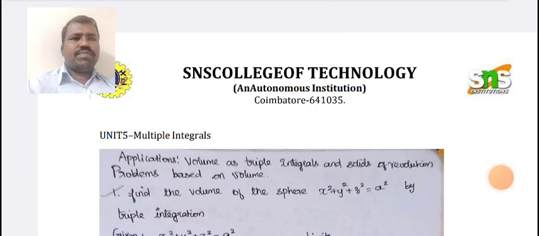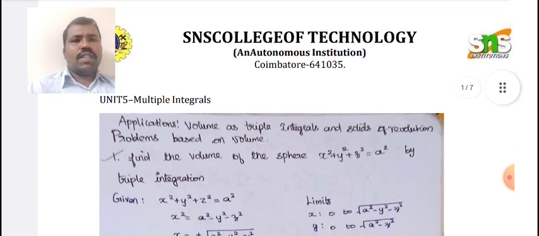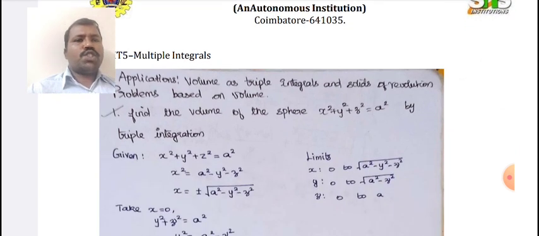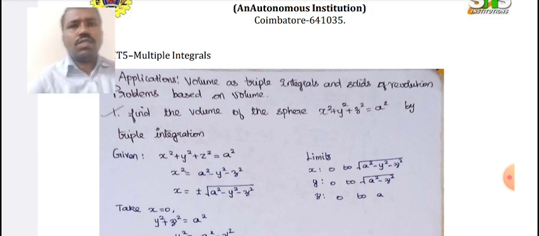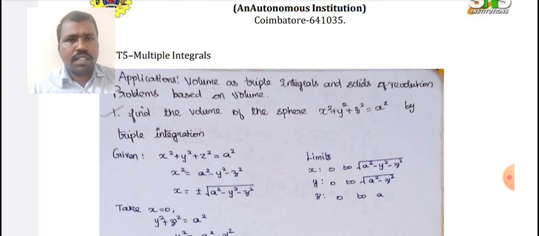Good morning. Next, we are going to the topic applications, volume as triple integrals and solids of revolution, problems based on volume. Find the volume of the sphere x square plus y square plus z square equal to a square by triple integration. Given x square plus y square plus z square equal to a square, x square equal to a square minus y square minus z square.